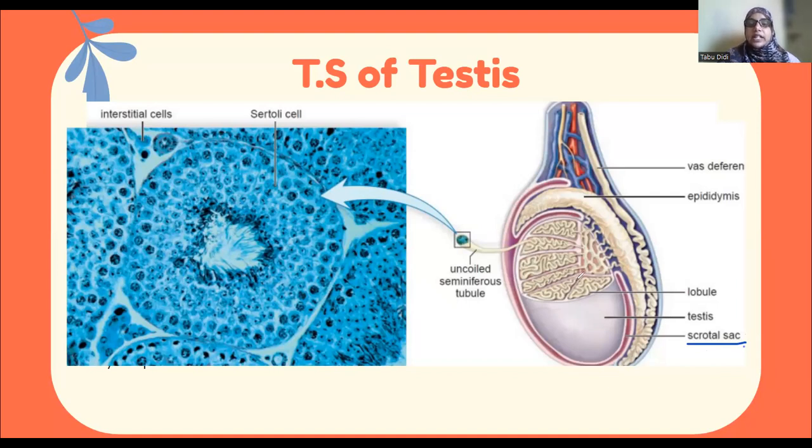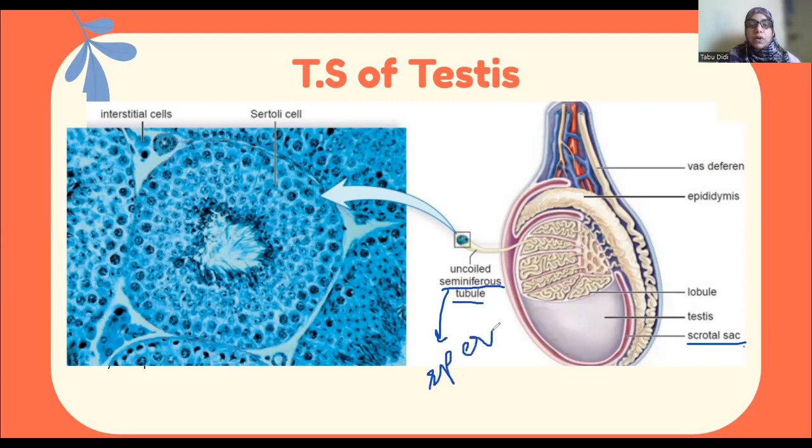So these are the testes. When we see internally, how do they look? You see all these tubes, tubules. They are known as seminiferous tubules because they produce sperms.